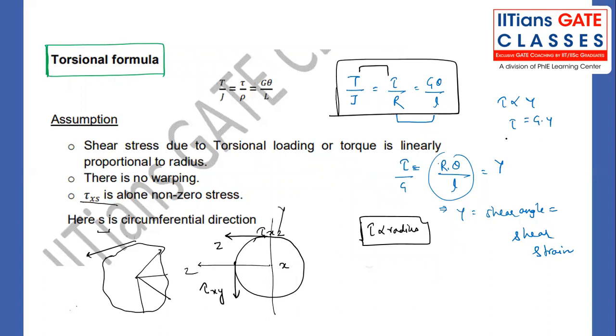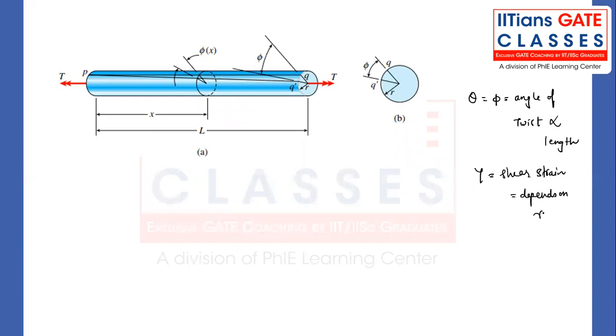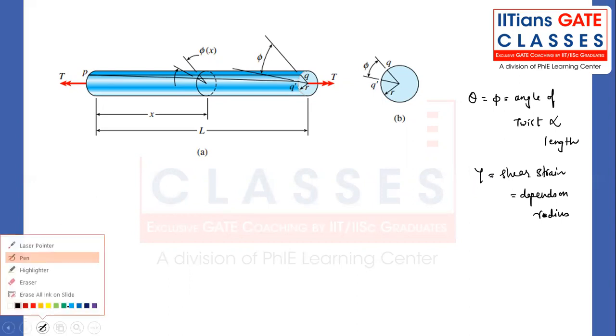So these are the few things which are very important regarding the torsional formulas. One important relation is there between the shear strain and the angle of twist. Theta or phi, we call this the angle of twist. Generally, the angle of twist is proportional to what? Length. That means it depends on the length. Whereas the shear strain depends on what? The shear strain depends on radius. It does not depend on the length. Let me show some of the important figures regarding that.